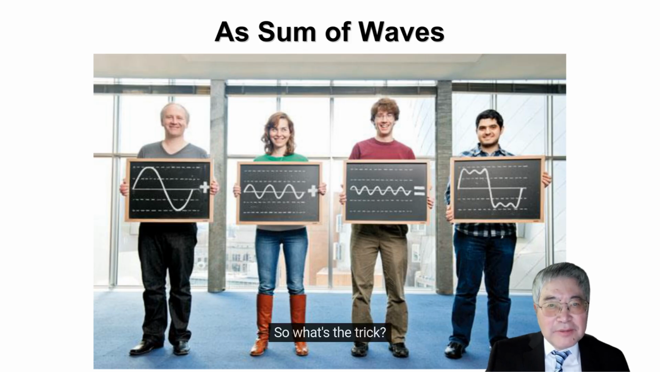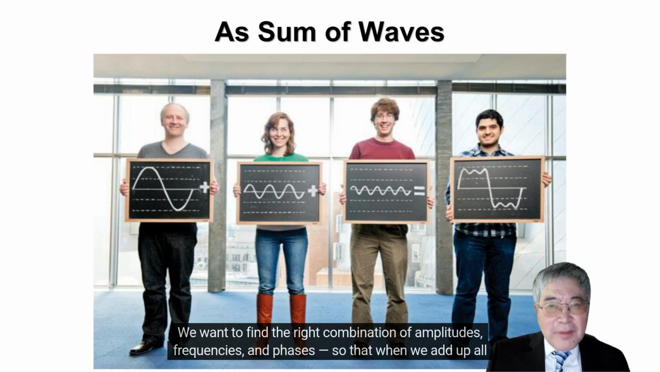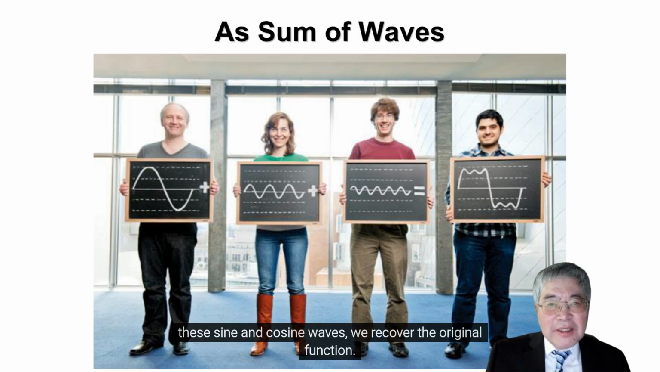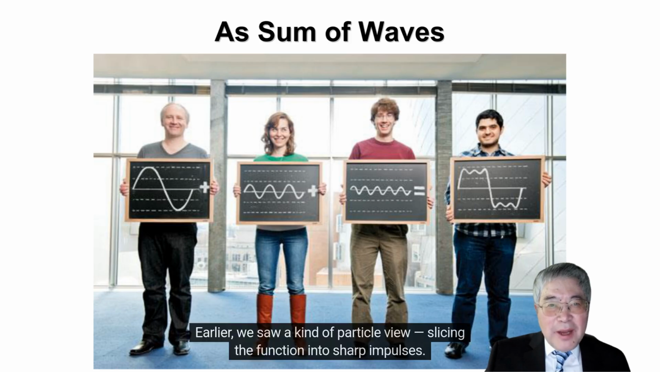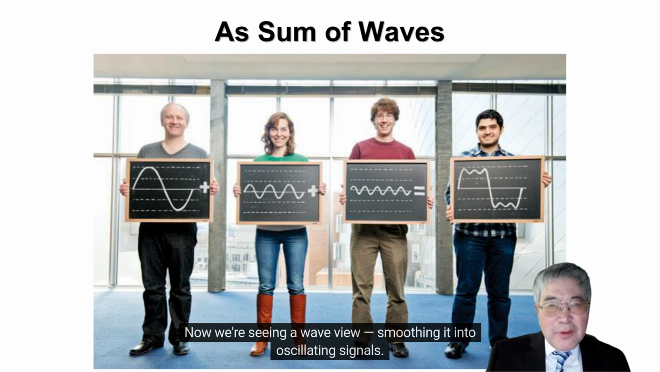So what's the trick? We want to find the right combination of amplitudes, frequencies, and phases so that when we add up all these sine and cosine waves, we recover the original function. At first, this might sound abstract, but conceptually, it's not that difficult. You're just looking at the same function in a different way. Earlier, we saw a kind of particle view, slicing the function into sharp impulses. Now we're seeing a wave view, smoothing it into oscillating signals. And this wave-based view is the foundation for Fourier analysis.